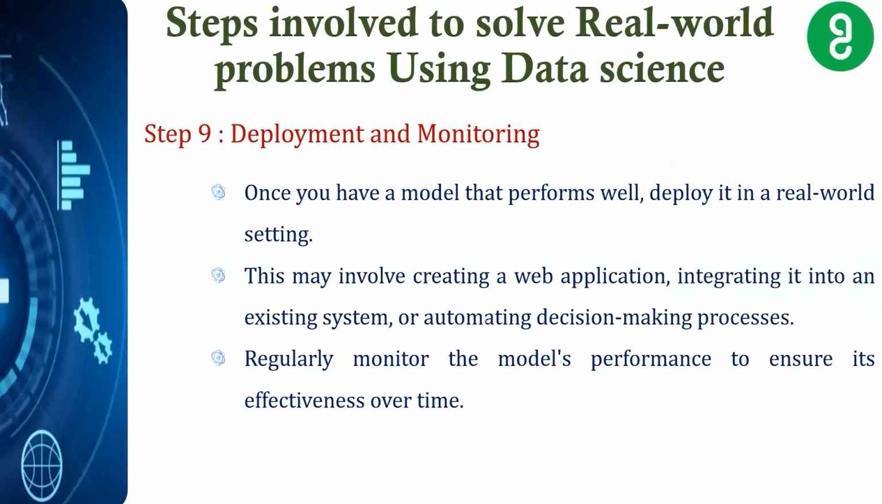And the ninth step would be your deployment and monitoring. Once you have identified which model performs well, for example, if the decision tree performs well, you have to deploy the decision tree model in a real world setting. That is your step 9. This may involve creating web applications. Deployment is nothing but creating a real world prototype, and monitoring means checking whether my decision tree model works well for all such live data or not. That is called monitoring.